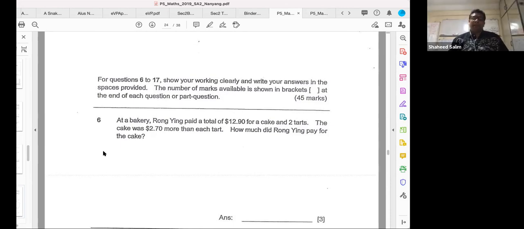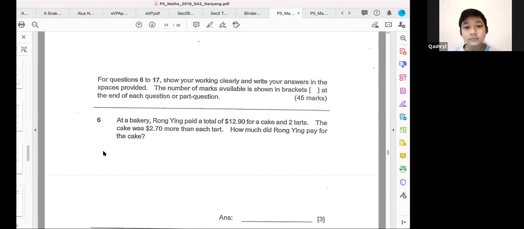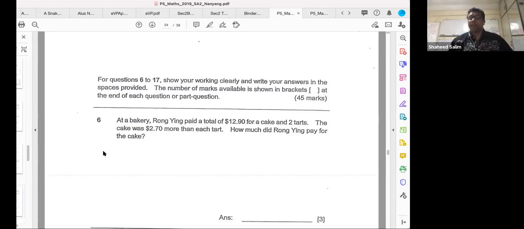Okay, come on. At the bakery, you're wrong. Paid a total of $12.90 for a cake and 2 tarts. Kueh tart, 2 tarts.